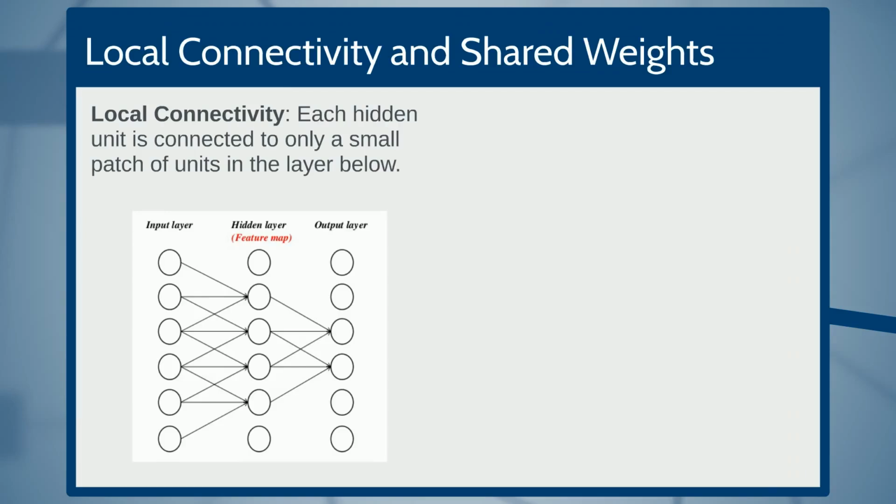Local connectivity is simply the fact that each hidden unit is going to be connected to only a small patch of units in the layer below. Local connectivity makes each unit responsible for extracting local features from the layer below and reduces the total number of weights considerably. When we say local features, or features in general, we might be talking about properties of the image, such as maybe a blotch of color or an edge or contour.